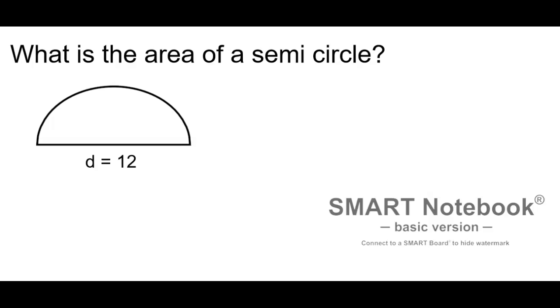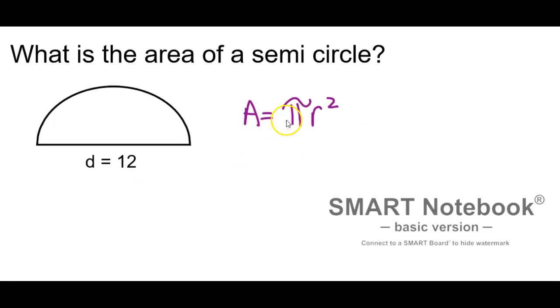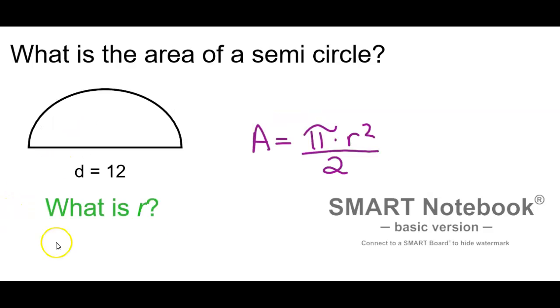What's the area of a semicircle? So a semicircle is how much of a circle? It's half of a circle. So what equation am I going to use? I'm definitely going to use my A equals pi r squared because I'm looking for area. Now, that's the equation for a circle, but this is only half the circle. So what am I going to do to my equation? I'm going to divide by 2.